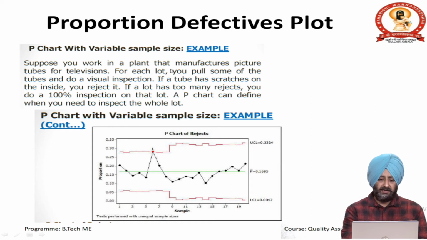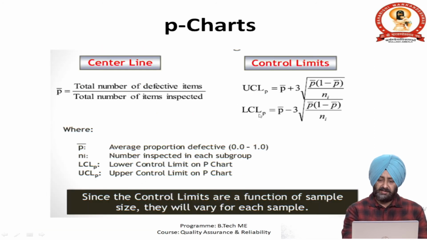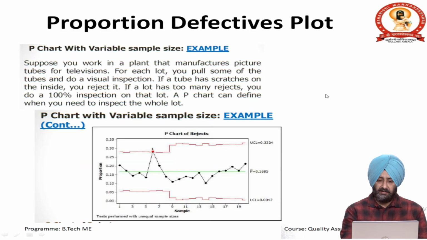So you can see, in order to make it more clear, you can take this as an example. Suppose you work in a plant that manufactures picture tubes of televisions. For each lot, you pull some number of tubes and do a visual inspection. If the tube has scratches on the inside, then you reject it. So as the sample size varies, the upper control limit also fluctuates, lower control limit also fluctuates, because your limits are a function of N, or you can say lot size.